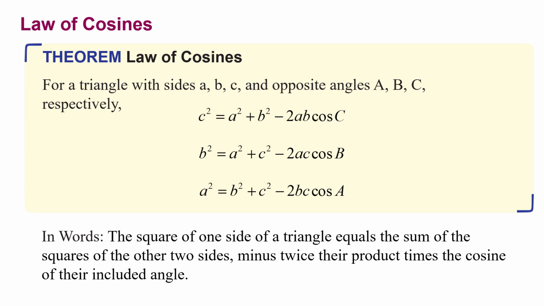Another quick note to make here, suppose the triangle is a right triangle with, say, angle C equals 90 degrees, and since cosine of 90 degrees is 0, then this formula reduces to the familiar Pythagorean theorem, c squared equals a squared plus b squared.